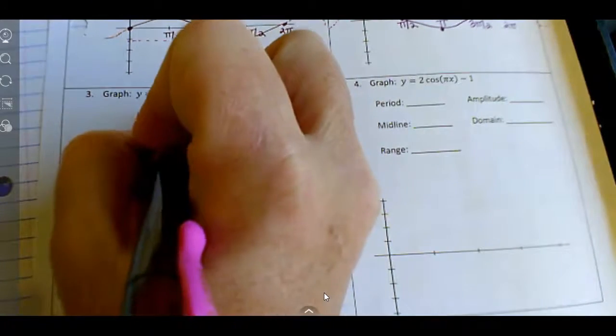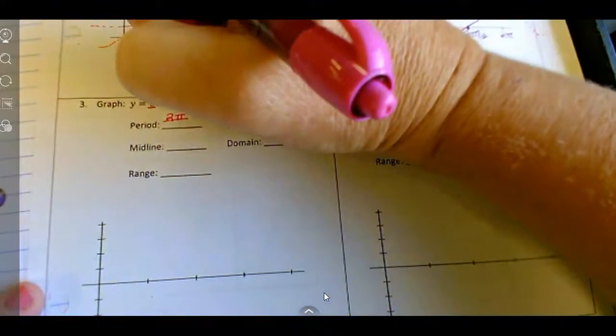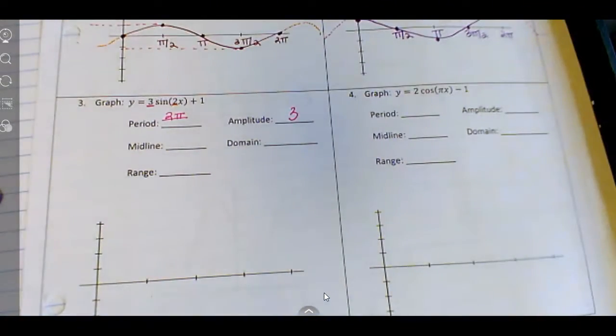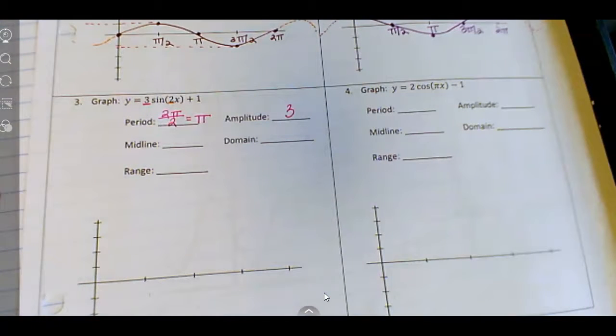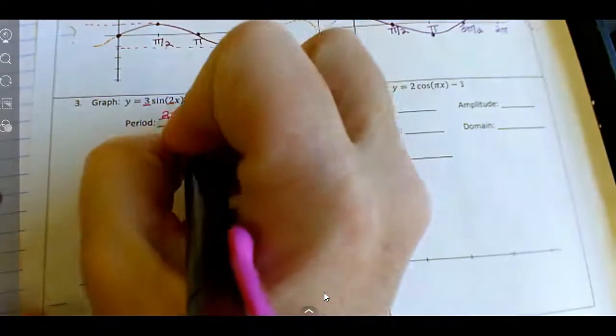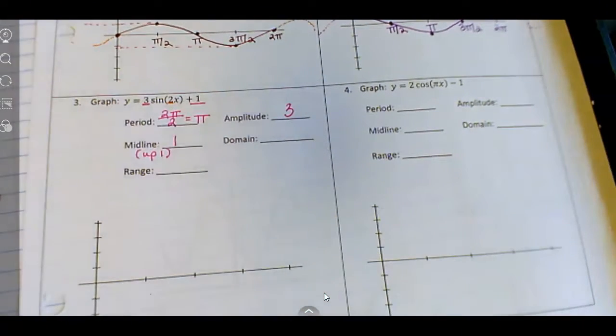The period is always 2 pi divided by whatever the coefficient of x is. So in front of x is a 2, so it's going to be 2 pi divided by 2. Sometimes the question will just say, what's the period? What's the amplitude? Okay. The midline is the number if it's moved up or down. This one is moved up 1. It might just say, is it moved up 1 or down or whatever. You would say up 1. If it says what's the midline, you say 1.